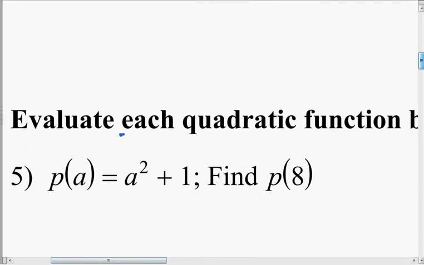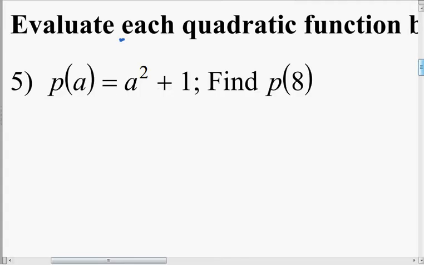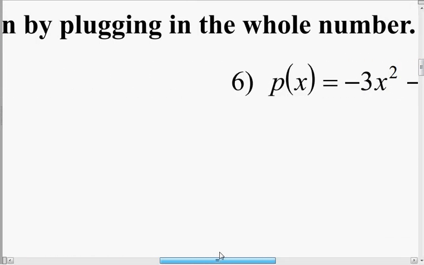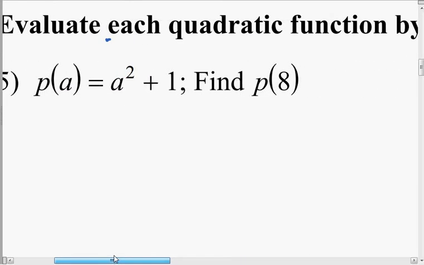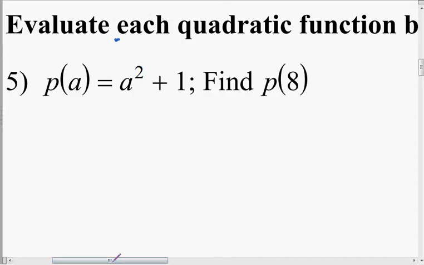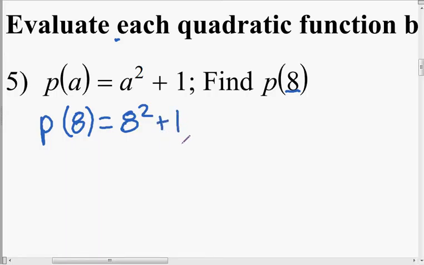The second set of problems are quadratic problems, but we're still evaluating by plugging in the whole number. So we're still not using fractions. Essentially, we're plugging in the same way though. This p of 8, we want p of 8, tells us that we want a to be 8. So p of 8 equals 8 squared plus 1. 8 squared means 8 times 8. That's 64. Then I add 1. p of 8 equals 65.